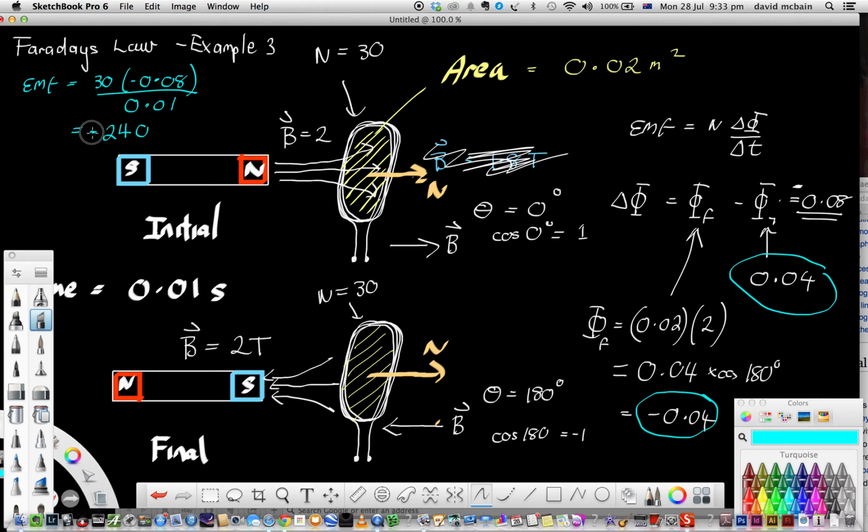There should be a negative sign in front of it to be technically correct. However, once again, that negative sign doesn't really mean anything to us at the moment, but it will when we start talking about the direction. So here's an example of a problem where the coil wasn't moving, but the magnetic field was. But remember, as long as the flux is changing through the coil, it doesn't matter how that is achieved. If it's changing, you're going to get a voltage induced in the coil.